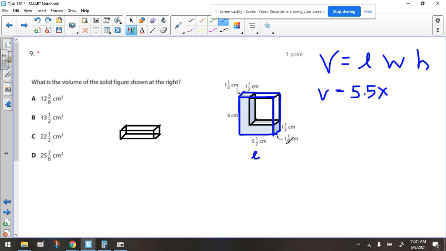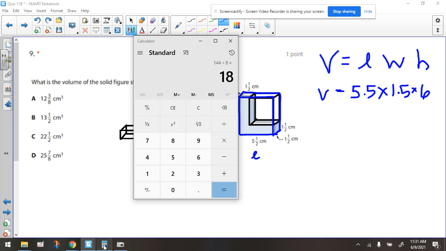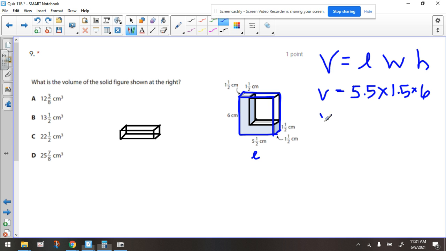All right, now the width on this thing, let's call this the width. It seems like they're pointing at this line right here to represent the length of that line, and they confirm it by showing you this also, which is parallel to it. So that's going to be 1.5. And then the height of this thing is right here, it's 6. All right, so let's take out our calculators and find that product. 5.5 times 1.5 times 6. And we get this number, 49.5. All right, let's write that number down. 49.5.